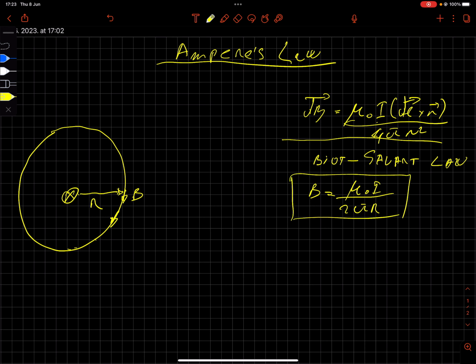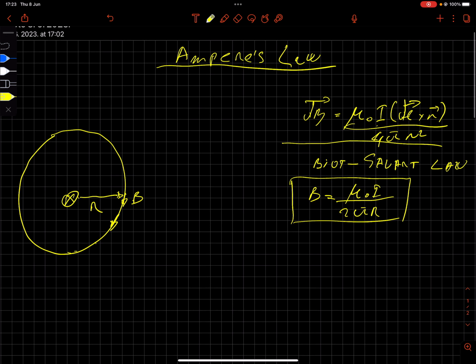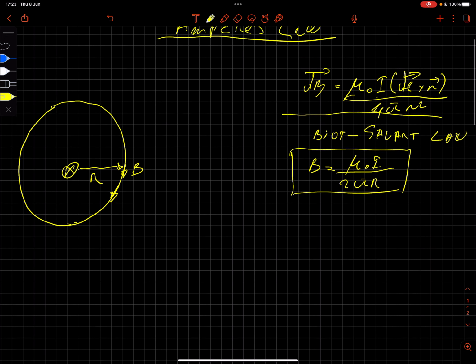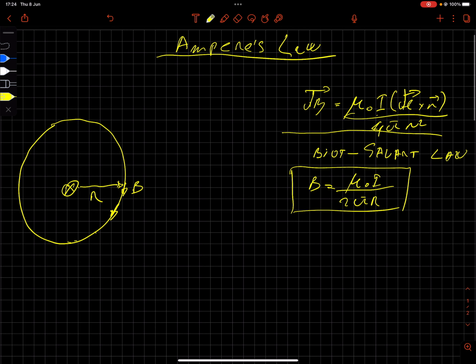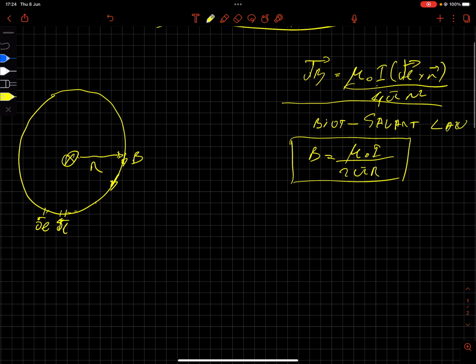Now let's calculate the line integral around this wire. So let's do the following. Let's cut it into small dl pieces like this, and let's calculate the line integral.